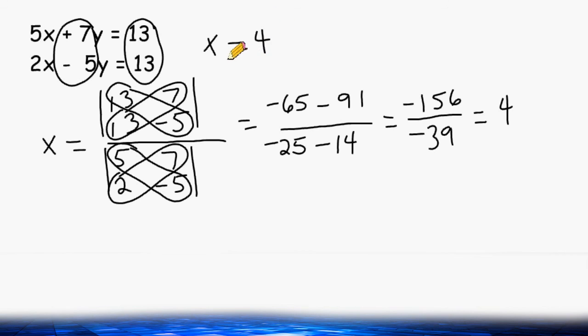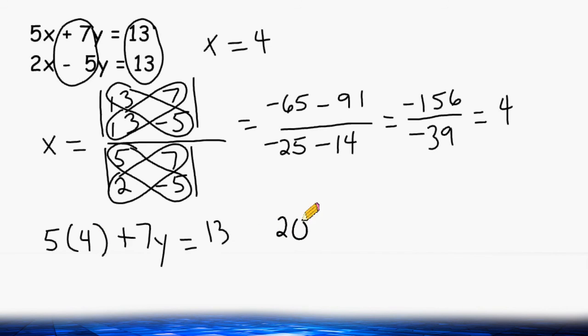Now what we can do at this point is substitute this x value in and solve for either one of these y values. So what we're going to do is take this first equation, 5x plus 7y equals 13, and substitute in for x the value of 4, and then solve for the y value. First we're going to take 5 and 4 and multiply that together, which is 20. And then we're going to rewrite 7y is equal to 13.